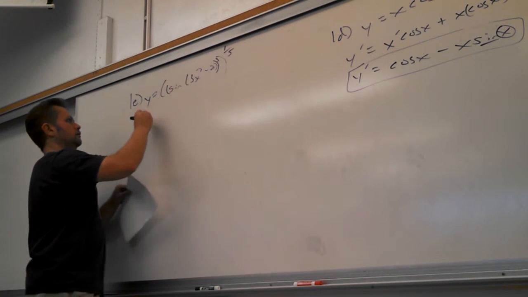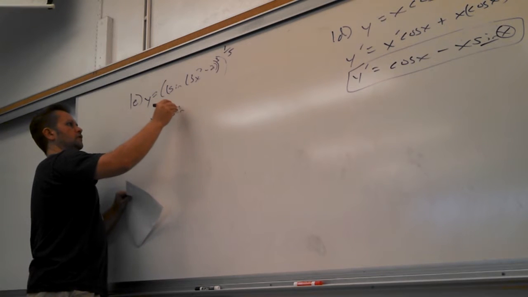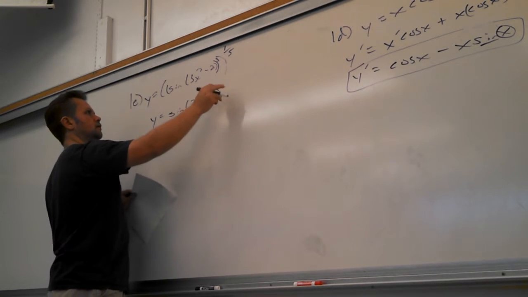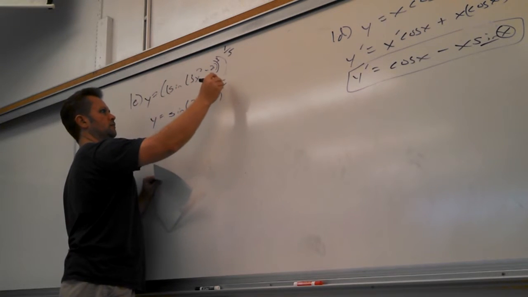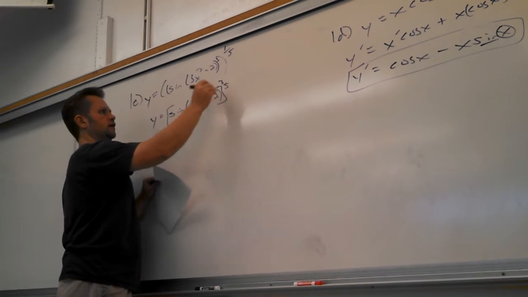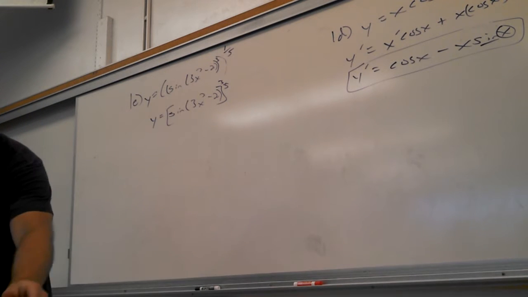So that can come out there. I like it. That's way easier. Didn't even think about it. Since this whole piece inside is cubed, this can become this whole thing to the 3/5. I like it. Cool.